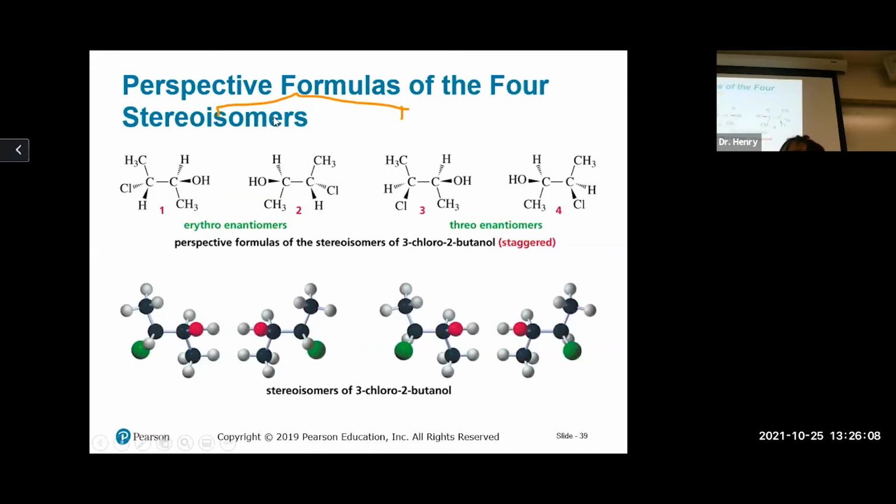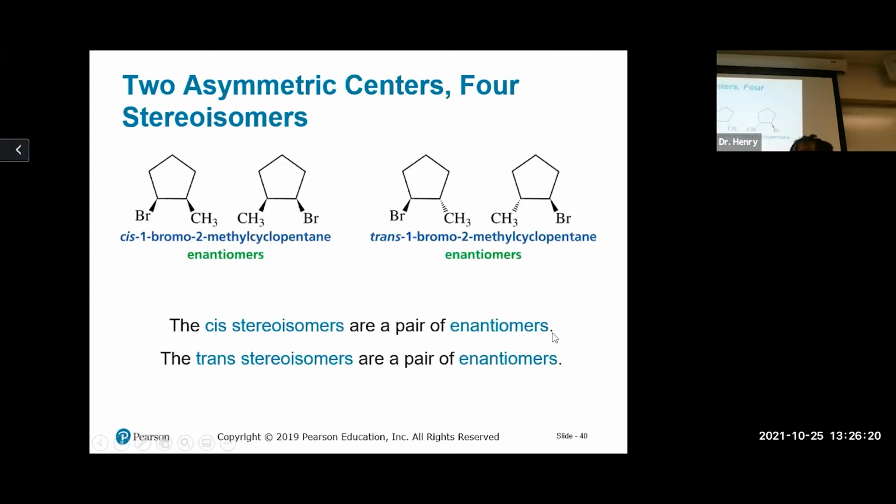Okay, so I think I had you guys build these the last time, right? Okay, so you guys are familiar with what they look like and how they're going to look a little bit different, right? Okay, so here, these guys are enantiomers of each other. And so these guys are going to be cis, these guys are going to be trans. These two are enantiomers of each other.